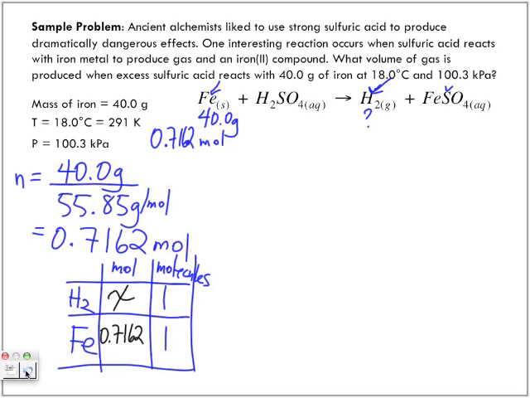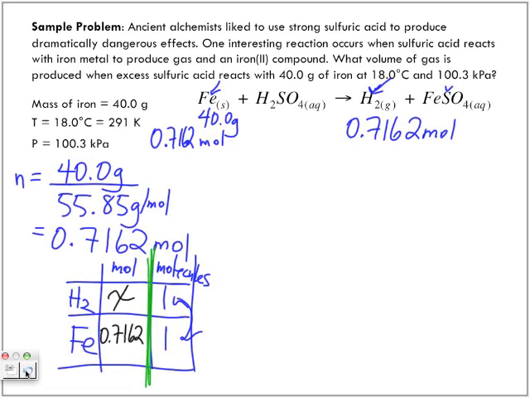in excess. So what we can do is separate the two and write it down as a fraction. X over 0.7162 equals 1 over 1. But because it's a 1-to-1 ratio, what are the number of moles that are produced of hydrogen? The number of moles produced of hydrogen is no longer an unknown, but because it's 1-to-1, it means it's going to be the same. So the number of moles of hydrogen gas will also be 0.7162 moles. Okay, so the number of moles produced is the same.